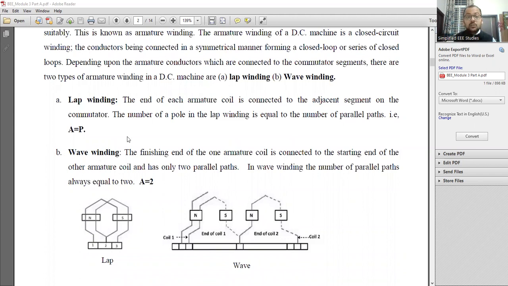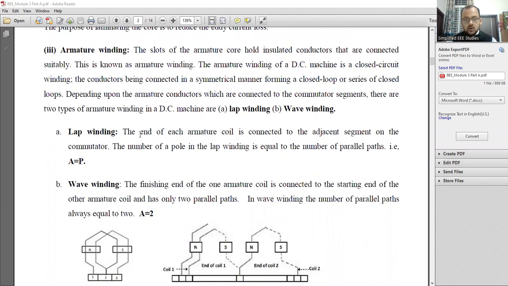I think it's clear to everyone. This is needed for your numerical examples as well. Many of the students are committing mistakes in how to take the number of poles and how to take the armature conductors per parallel path. That's a major doubt for most of the students. So try to mitigate the issue. Hope it's clear to everyone. So these are the points which you are supposed to add in your answer book.